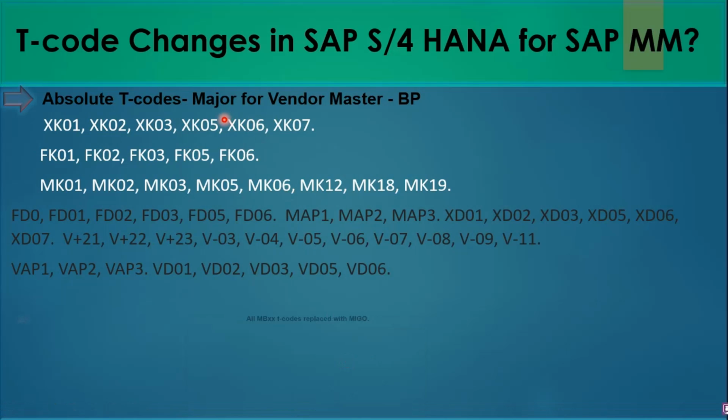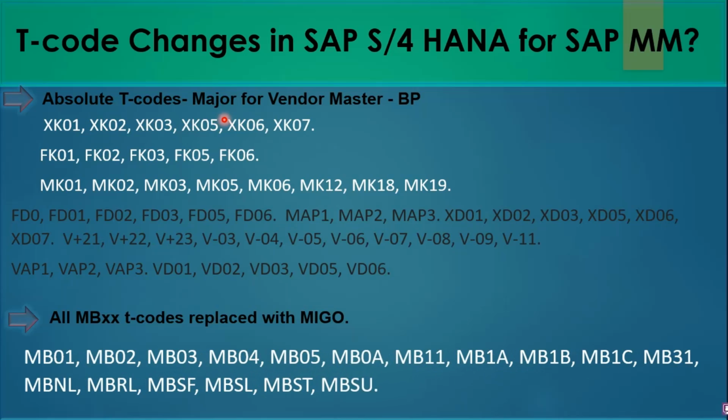Then a major change again with MIGO. Most of the MBXX T codes, around 17 T codes I guess, have been obsolete, and all replaced with MIGO. This is the list of T codes from MB that have been replaced. So you cannot now perform transfer postings or any other movements using these MB T codes. You can do all that in a single T code, that is MIGO, or either MIGO_GR or MIGO_GI. You can find more options under document types, and from there you can select transfer posting, purchase, goods receipt or goods issue, whichever is appropriate, and you can perform the details.